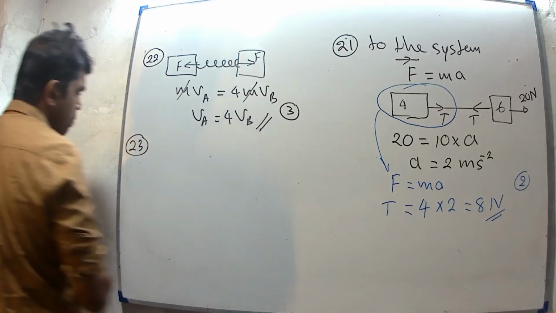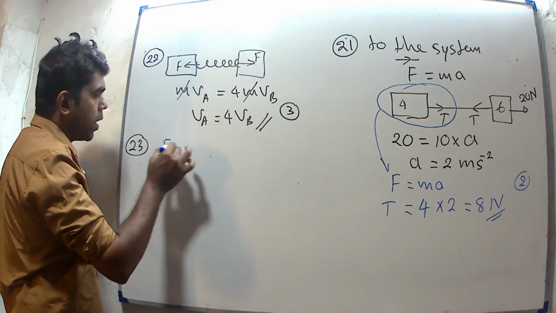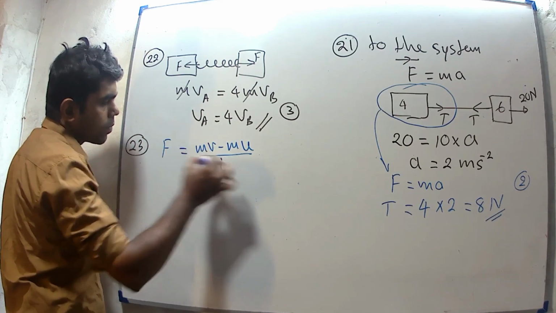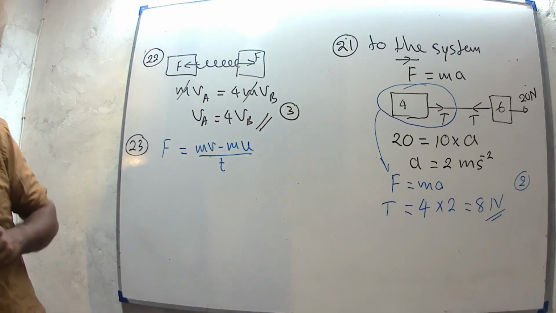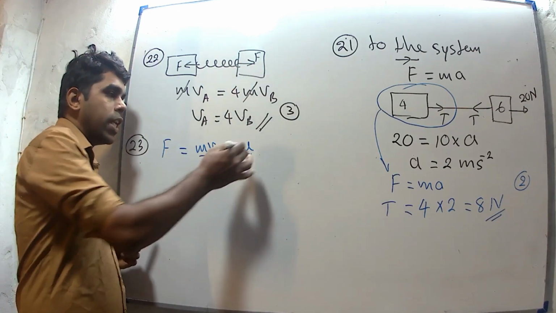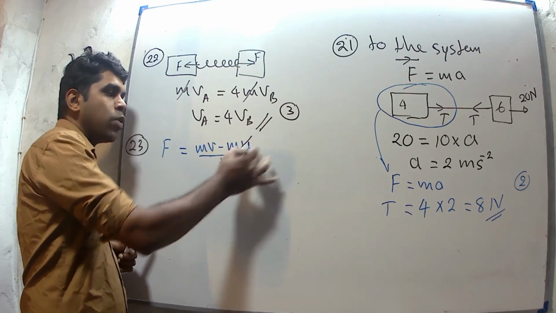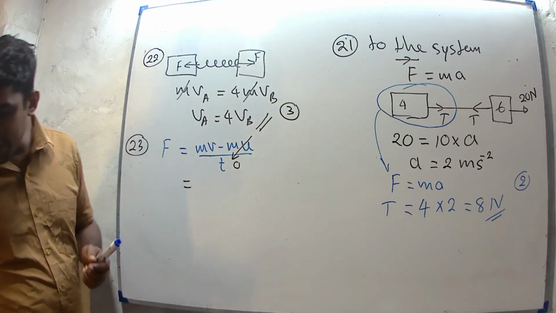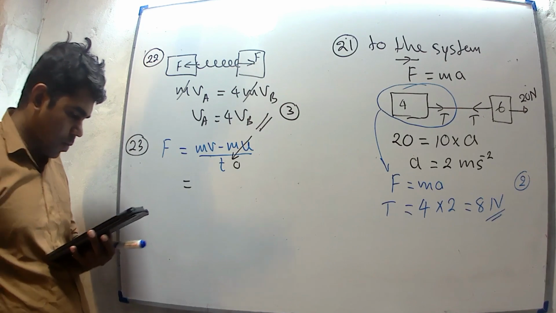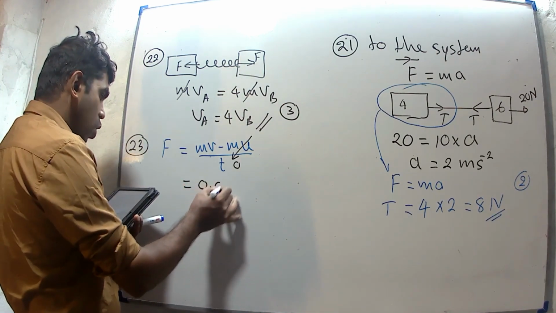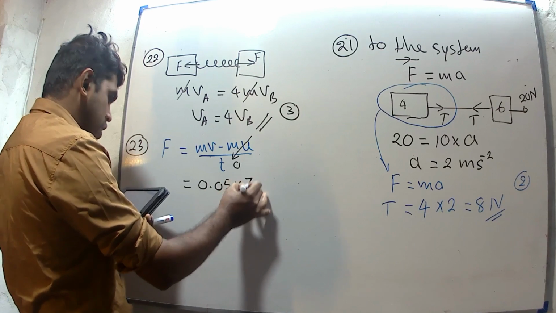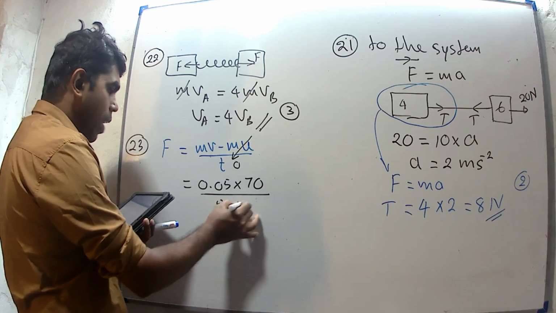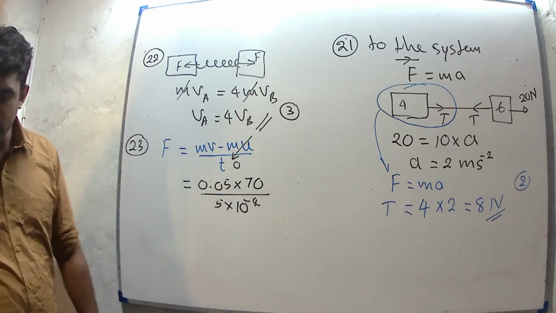We can get force equals to rate of change of momentum. We have to find the force. Initially, golf ball is at rest, then mu term is 0. Initial velocity 0. Now we can substitute mass of golf ball 0.05, velocity 70. Contact time is given as 5 into 10 to the power minus 4. Now we have to simplify it.